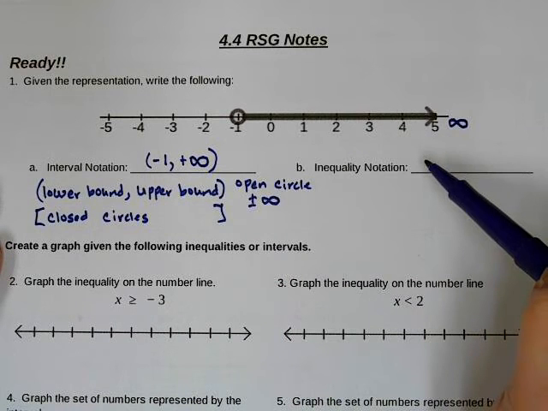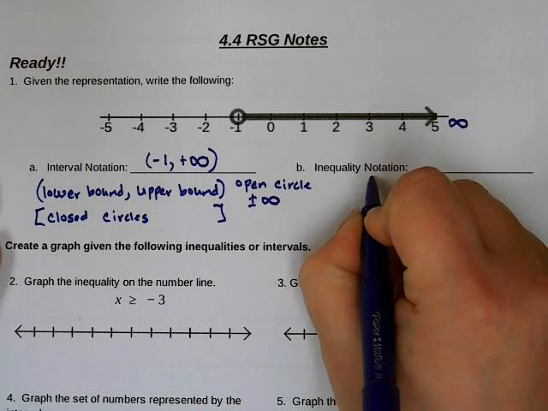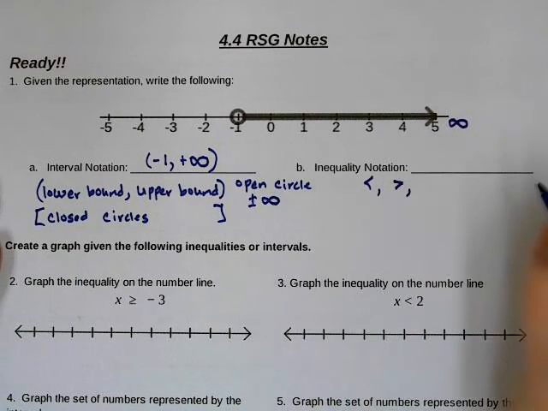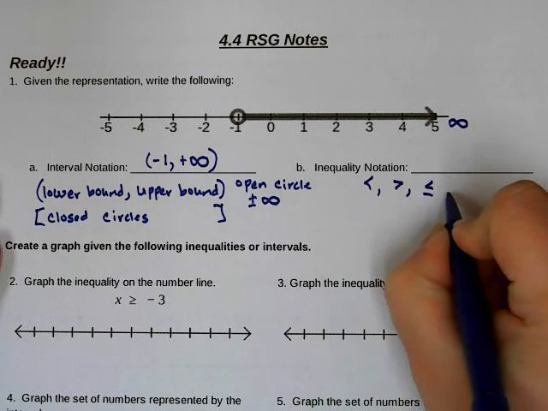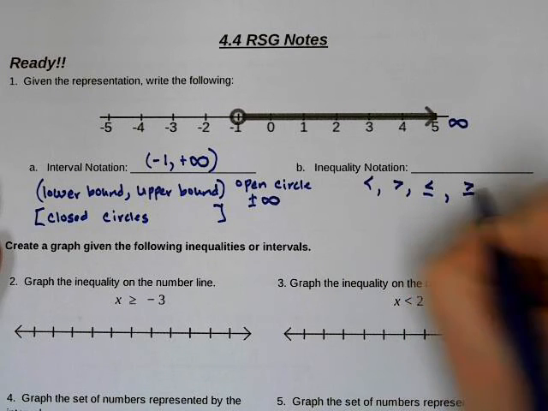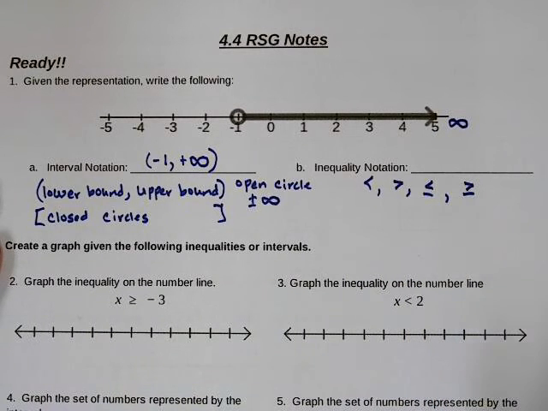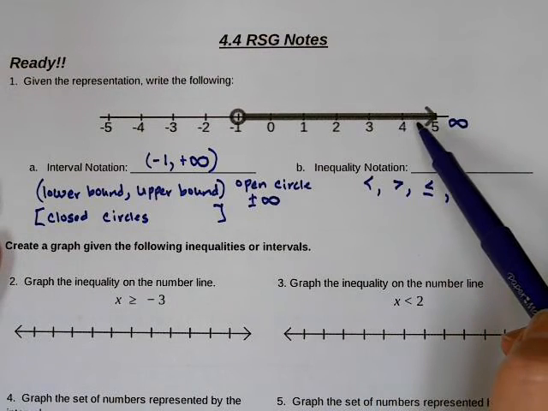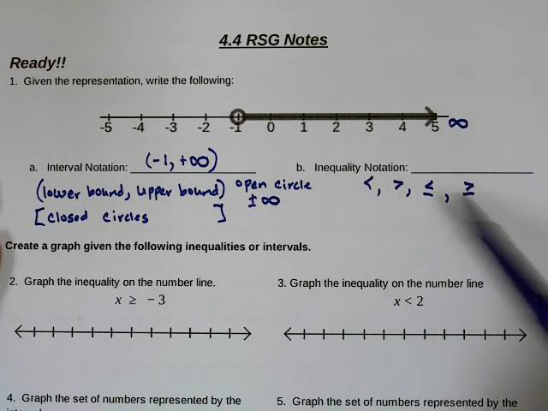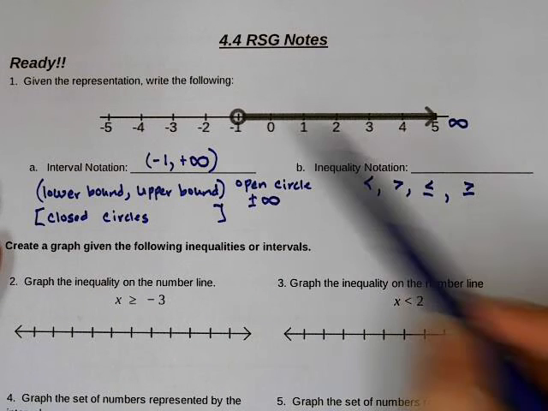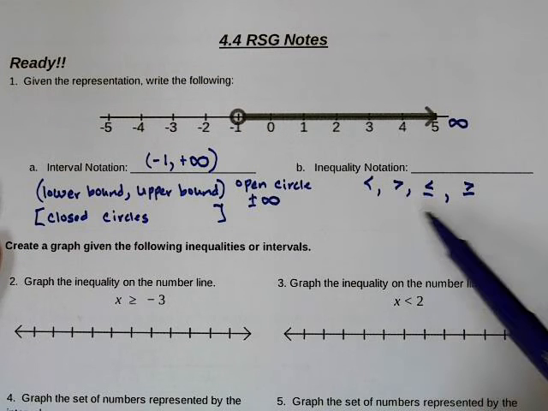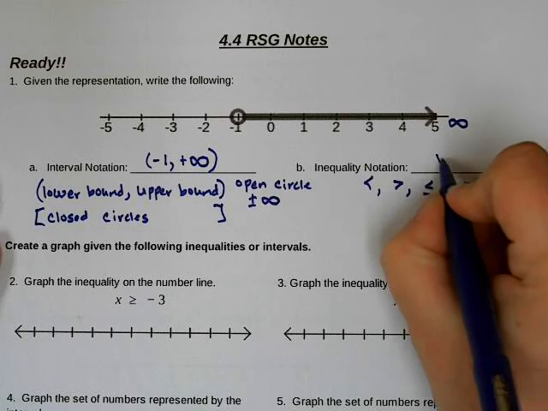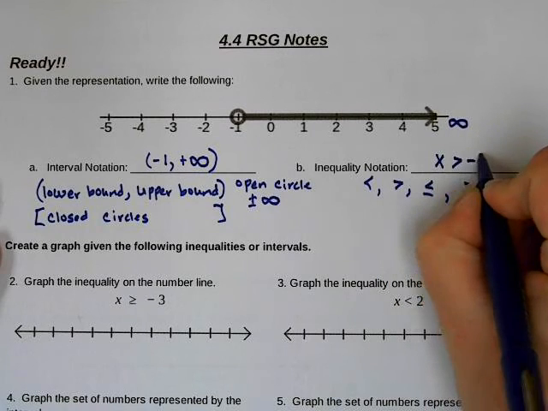Now for the inequality notation. Remember, your inequalities could be less than, they could be greater than, they could be less than or equal to, or they could be greater than or equal to. So if we look here, we started at -1 and we shaded all of the numbers that are bigger. So that means it's either going to be greater than or equal to. Since the circle is open, it's only going to be greater than. It cannot actually equal -1. So our inequality notation is just x is greater than -1.